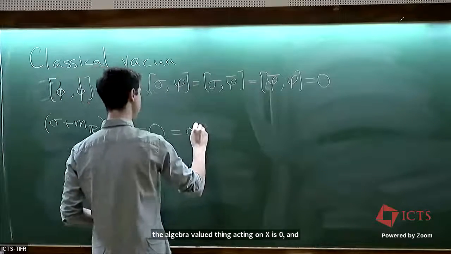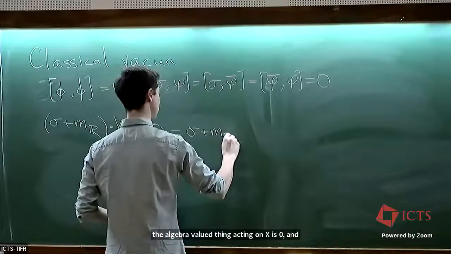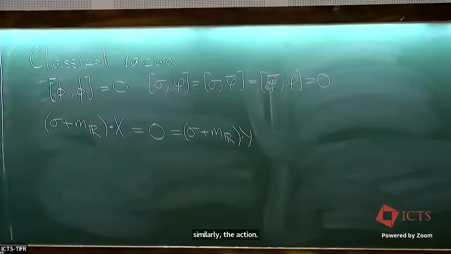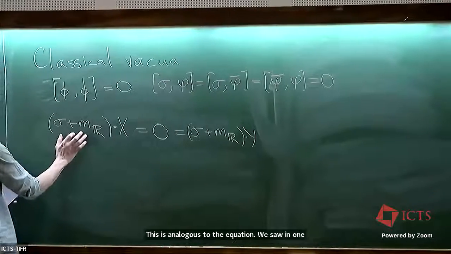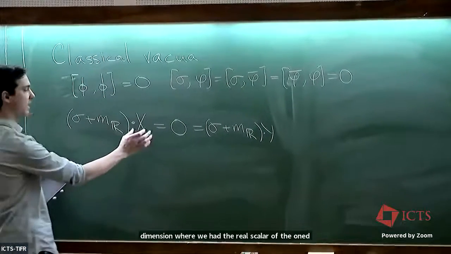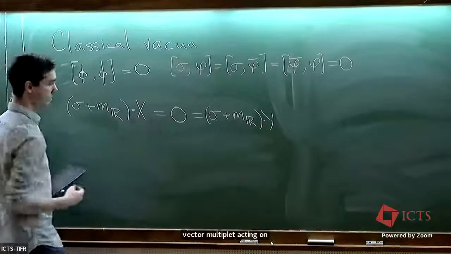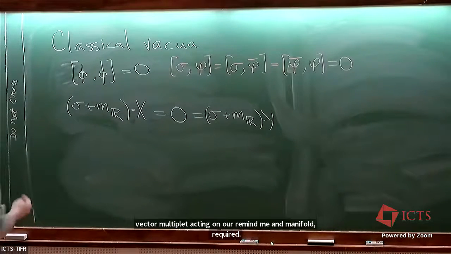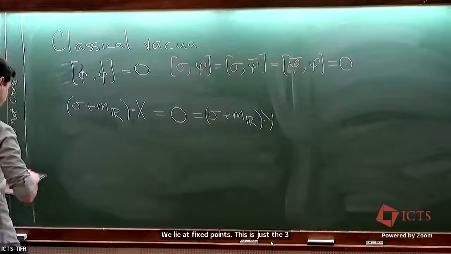And similarly, the action on y is going to be 0. This is analogous to the equation we saw in 1 dimension, where we had the real scalar of the 1D vector multiplet acting on our Riemannian manifold required we lie at fixed points. This is just the 3-dimensional analog of that statement.